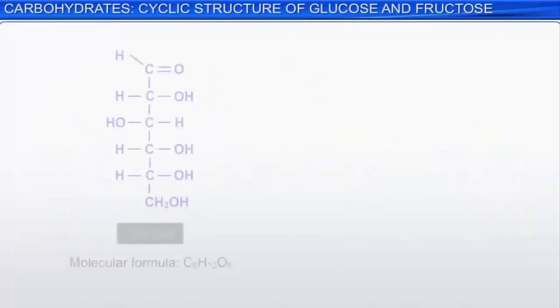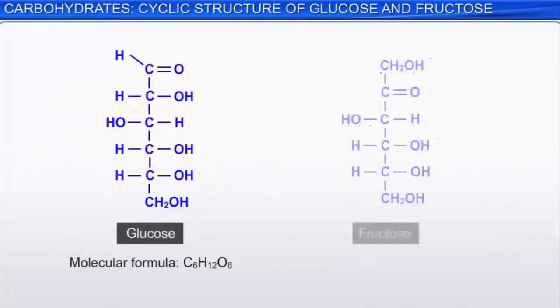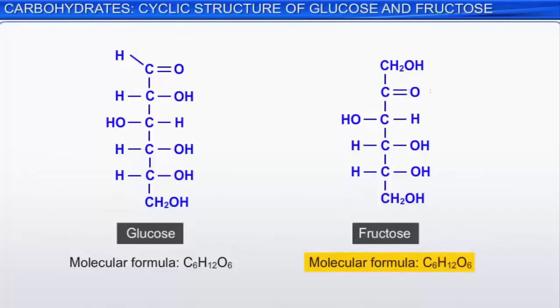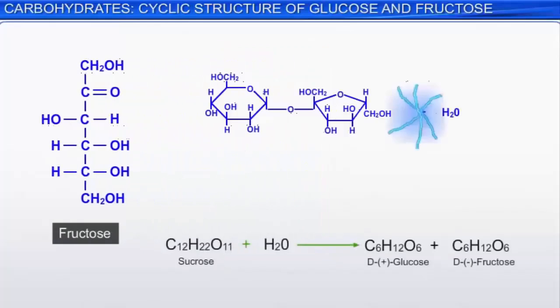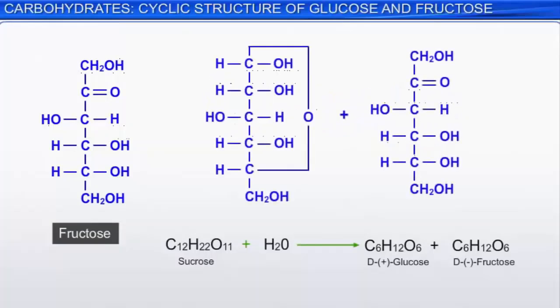Let's direct our attention to the functional isomer of glucose, that is, fructose, another important monosaccharide. Like glucose, fructose has the molecular formula C6H12O6. Fructose is readily soluble in water. It is the sweetest of all sugars. It is obtained by the hydrolysis of sucrose, along with glucose. The chemical equation corresponding to this reaction is as shown.